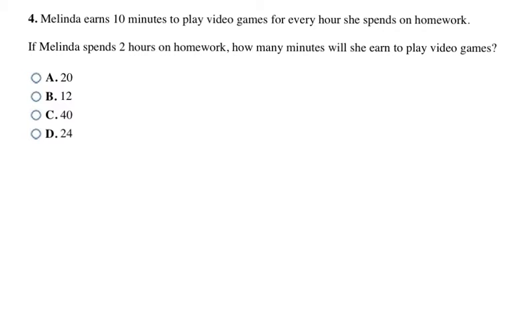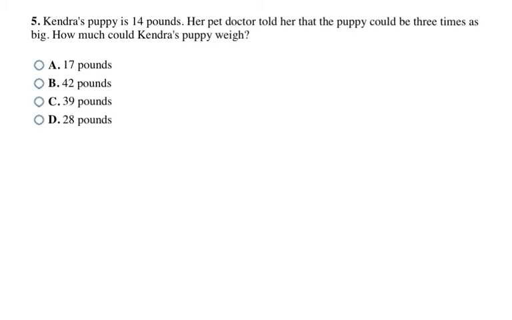This next question says, Melinda earns 10 minutes to play video games for every hour she spends on homework. If she spends 2 hours on homework, how many minutes will she earn to play video games? So here it's 10 minutes for every hour. So she works 2 hours. So the first hour she gets 10 minutes of video games, and the second hour she earns 10 minutes of video games. So if I add 10 plus 10, that's going to be 20 total minutes she gets to play video games, which is choice A.